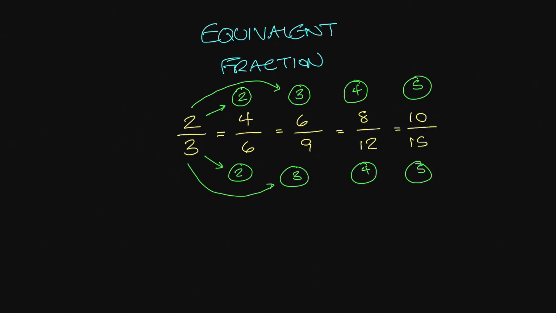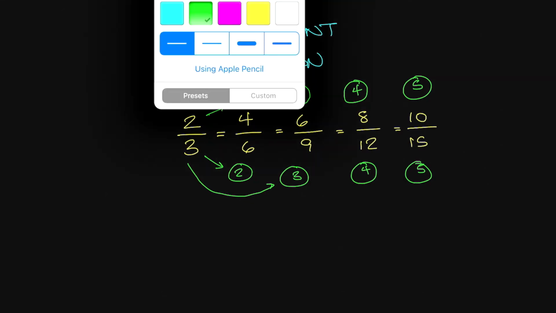So my strategy was to simply skip count, but the math behind that is that I am multiplying both the top and bottom by the same number, which is, in each case, 2, 3, 4, and so forth, okay? So let's take a look at another example here.